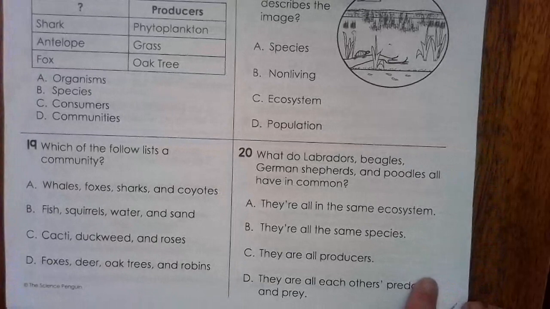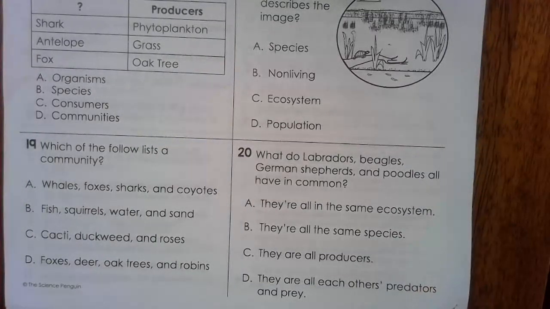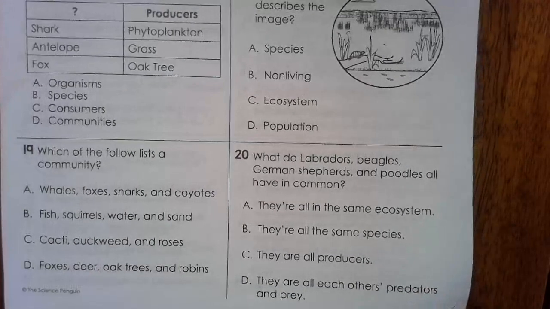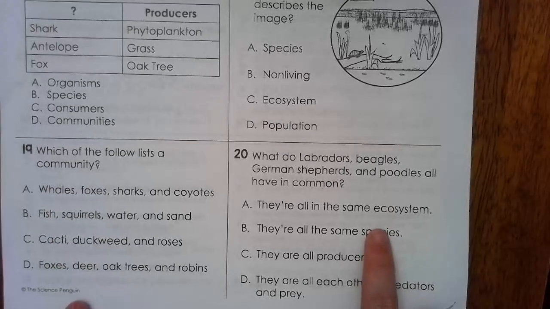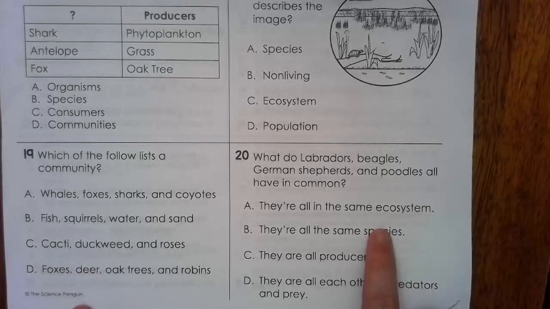Number 20, what do Labradors, Beagles, German Shepherds, and Poodles all have in common? That is going to be B. They're all the same species of animal. They all have that canine species. Okay. I know they're different breeds, but they're all the same species.